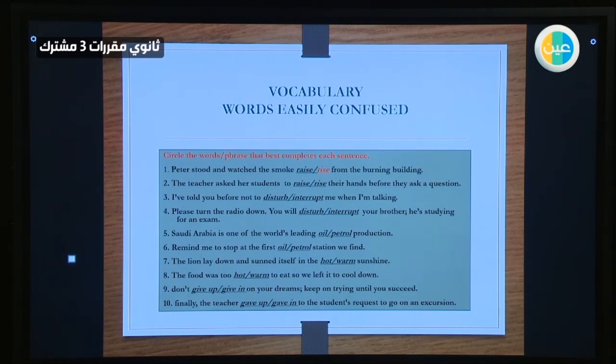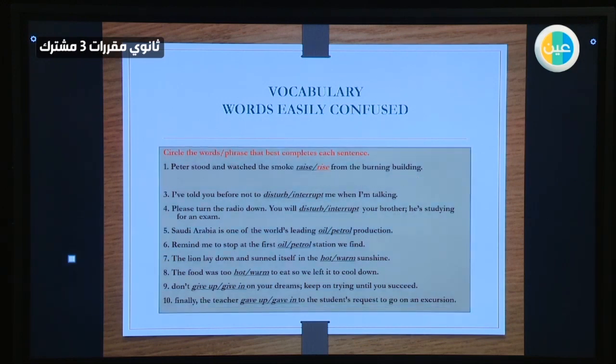But when I say the teacher asked her students to what? Before they ask a question, the teacher asked her students to raise their hands. Raise is usually to move or lift something, or parts of the body, or anything to a high position. Like when I say raise your hand, raise your voice, make it louder. So raise your hand is the suitable one.